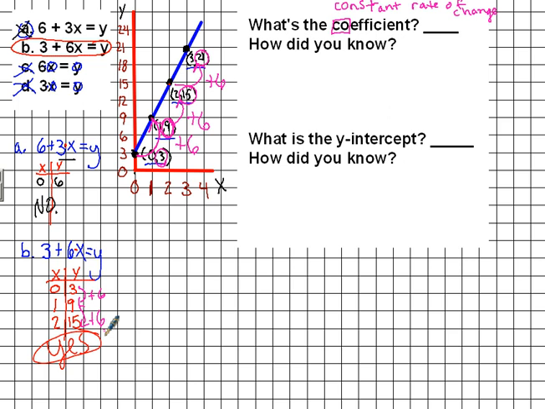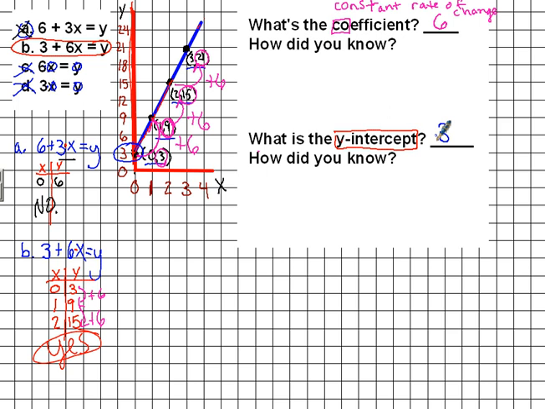So what is the coefficient? It is 6. Then it's asking me, what is my y-intercept? Well, remember that y-intercept is where your y-axis, which is this whole area right here, is where your y-axis gets intercepted by your graphed line. And I can see that that point is happening at 3. So the y-intercept is 3.